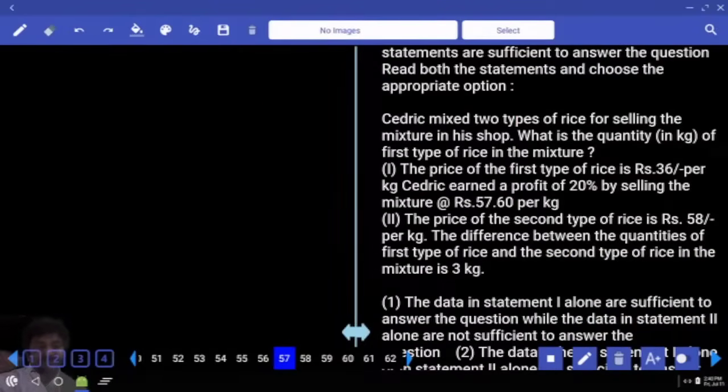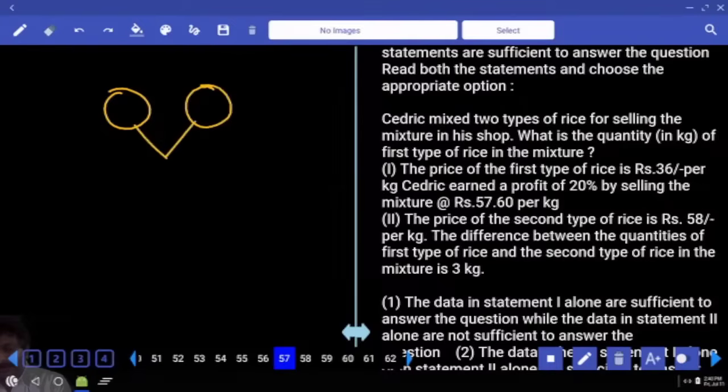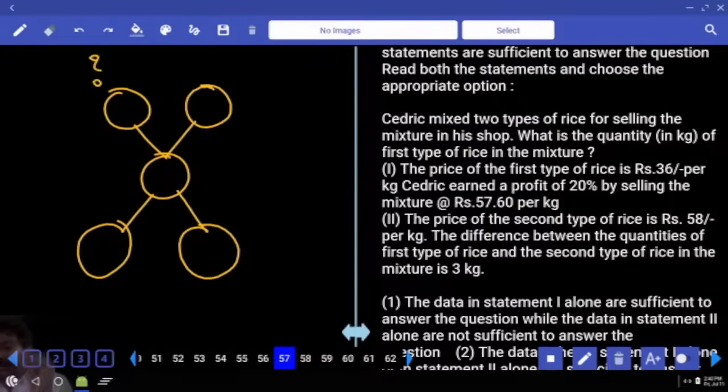Cedric mixed 2 types of rice for selling the mixture in his shop. What is the quantity of the first type of rice in the mixture? Alligation mixture, correct? How many kgs of the first variety? That's what you need to calculate. In these tick mark places, what are you supposed to write? Either all 3 cost prices or all 3 selling prices. When you have these 3, what can you calculate? Ratio. Once you have the ratio, are you done with the question?